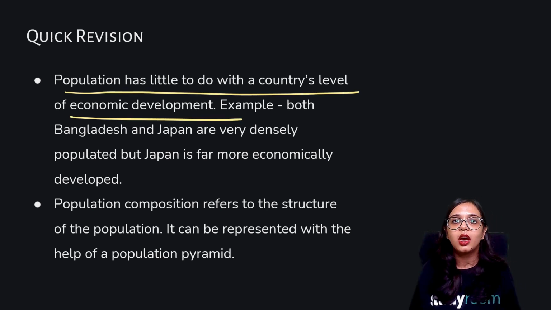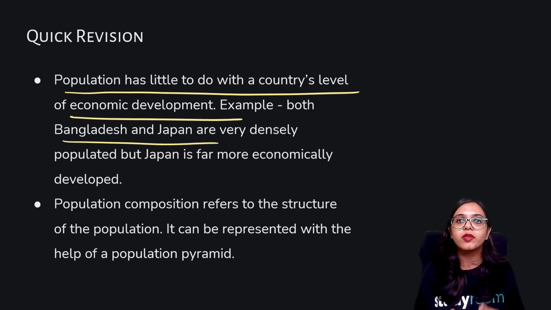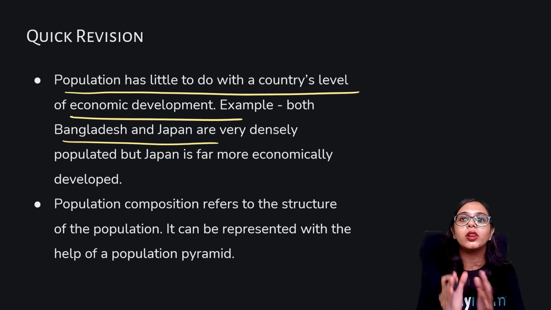Then, population has little to do with the country's level of economic development. This we have seen with the example of Kenya and Japan. You can also give an example of Bangladesh and Japan, because both these countries are very populated, but the population does not determine whether a country is economically well or advanced, because Bangladesh is a developing, poor country. Japan is a much more advanced, much more developed, much more economically stable country than Bangladesh, right?